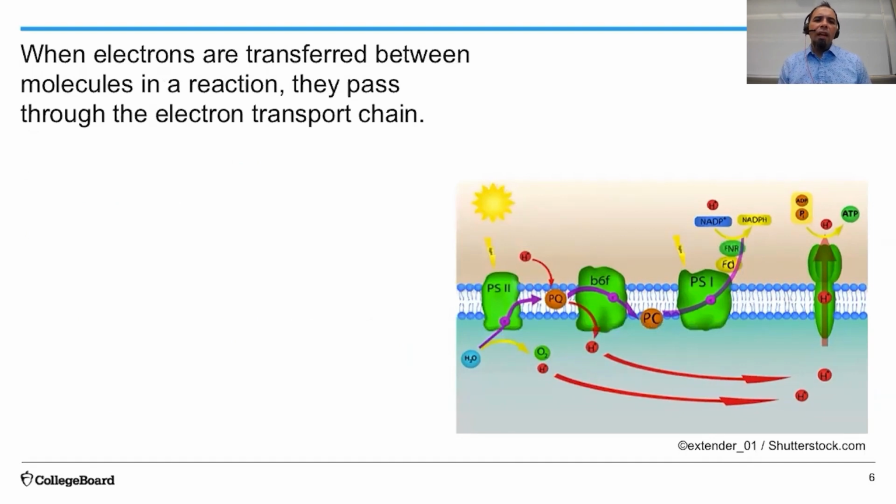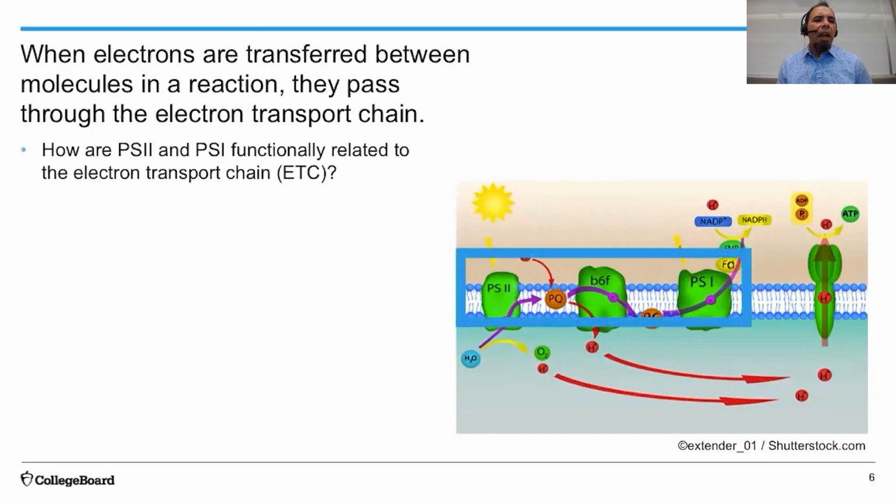Next, when those electrons are transferred between molecules in a reaction, they pass through the electron transport chain. And so again, I'm going to highlight the electron transport chain for you there in blue. Again, pause the video. I always like to have my students draw pictures and maybe write captions, so it might be a good time to pause the video and redraw this. But how are photosystem 2 and photosystem 1 functionally related to the electron transport chain? Great question. Well, here's the answer. PS2 and PS1 pass high energy electrons to the electron transport chain. A lot of electron terms here, I know. And so that's their function, is to pass these electrons along the line.